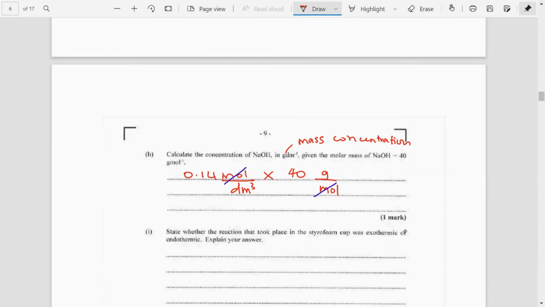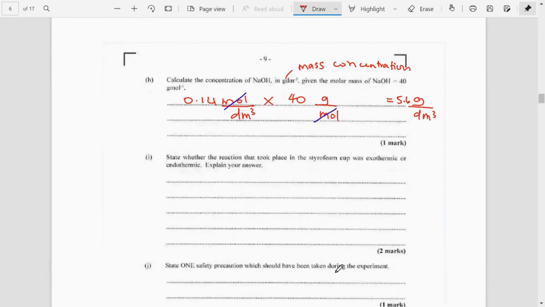So yes, that's to show you how you can use your units to guide you as to if you're on the right track, or if it's supposed to be the concentration divided by RMM, or concentration times RMM, being your molar mass. You can use your units as a guide. So you are indeed on the right track because then the units would be grams per dm cube, right? So it'd be 40 times 0.14, which would be 5.6 grams per dm cube, which is your mass concentration.